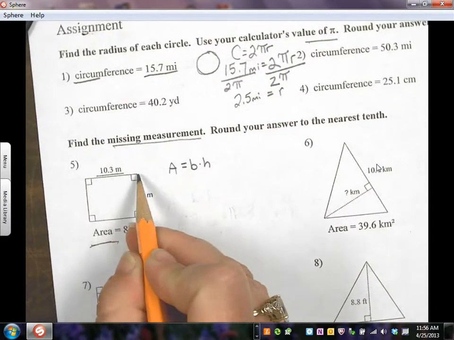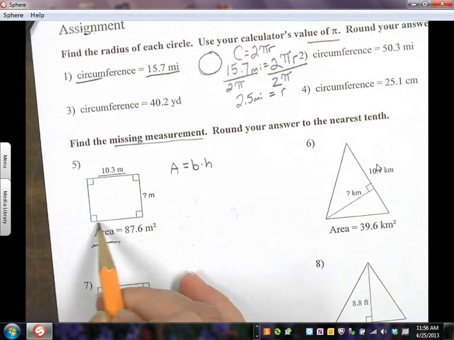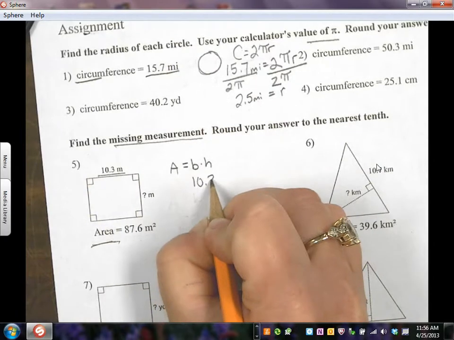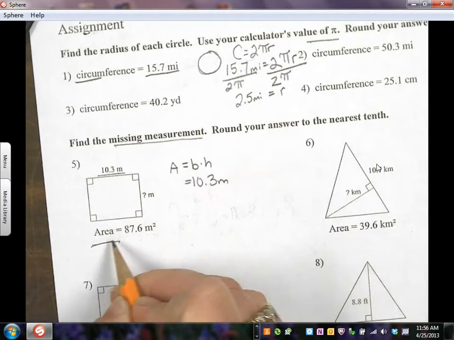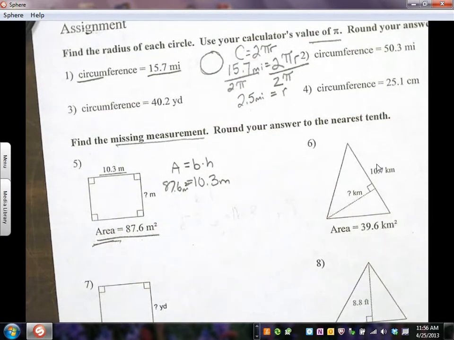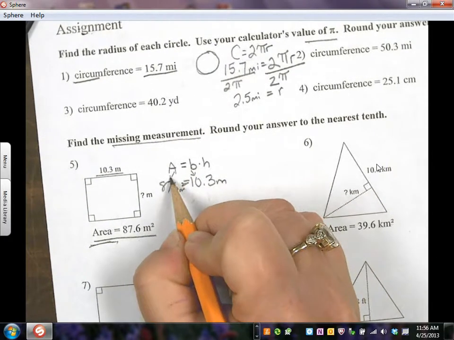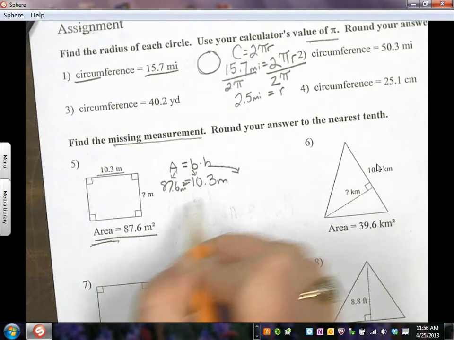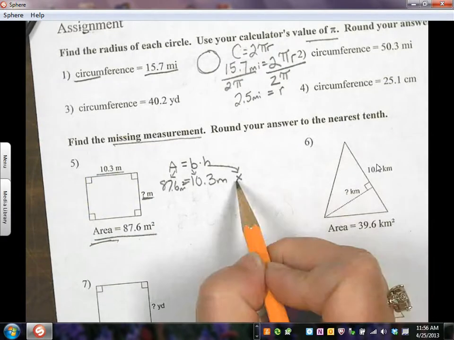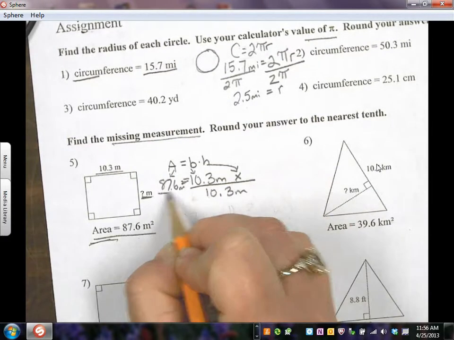Now they gave me one side, but I've got to find the other. So let's call this our base, since if it was down here we know these two things are the same. We would know the base is 10.3 meters. And I know the area is 87.6 meters squared. So there's my B, there's my A. I don't know an H. H is this. I'm going to call him x. Can I get that x by itself? Well, yes, I can. I'm just going to divide by 10.3 on both sides.